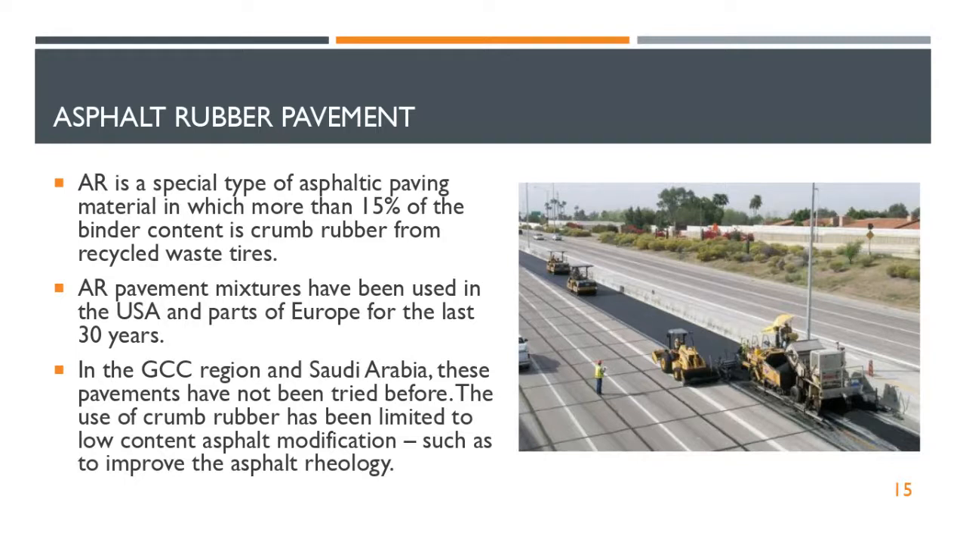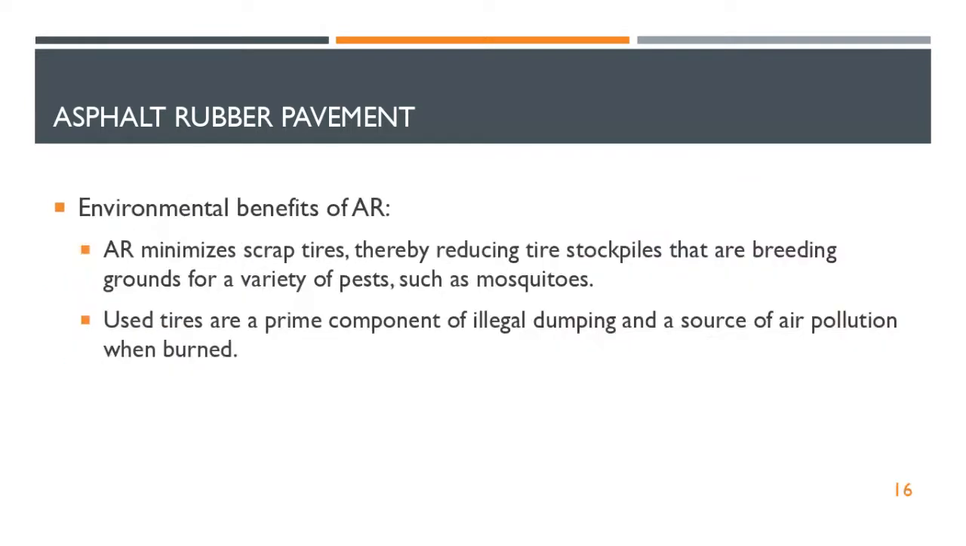There has been crumb rubber used, but it's been limited to low content asphalt modification, such as to improve the road asphalt rheology, which means the plastic performance of the roads. So what are the environmental benefits of asphalt rubber? I touched upon them briefly, but we could recapture it here. Asphalt rubber pavement minimizes scrap tires, thereby reducing tire stockpiles that are breeding grounds for a variety of pests such as mosquitoes. Also, used tires are a prime component of illegal dumping and a source of air pollution when burned.